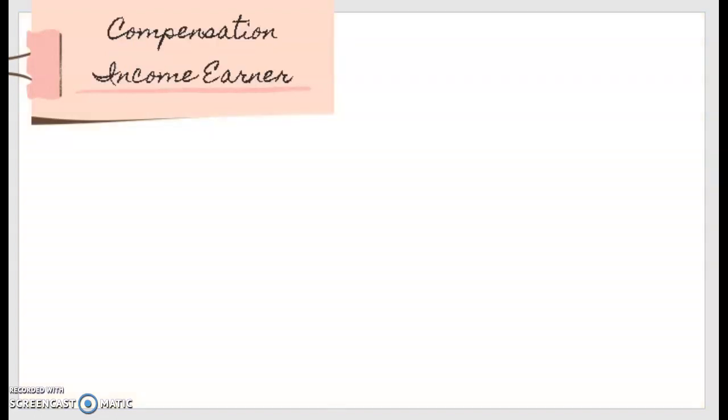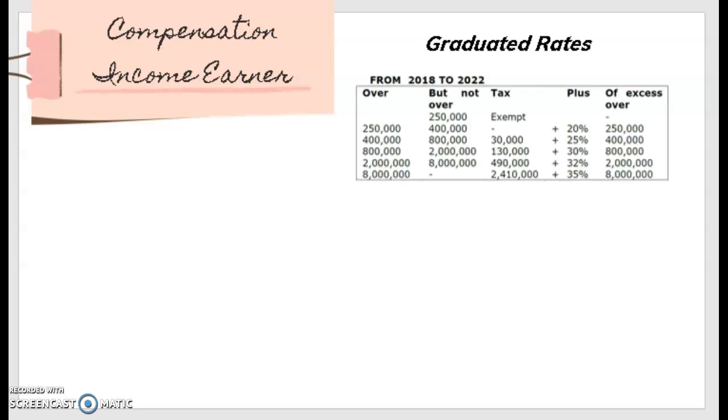For individuals earning purely compensation income, they shall be taxed based on the income tax rates prescribed under subsection A hereof, or the graduated rates as provided below for January 1, 2018 until December 31, 2022. Effective January 1, 2023 and onwards, we have different graduated rates applicable. But for the purposes of our discussion, we will use the applicable rate for 2019.